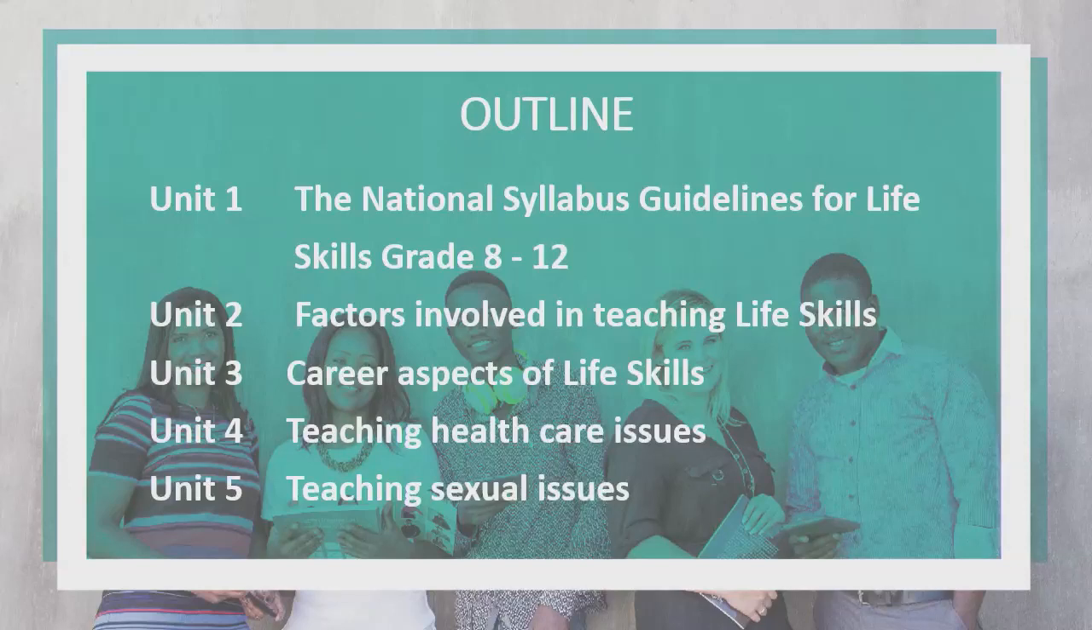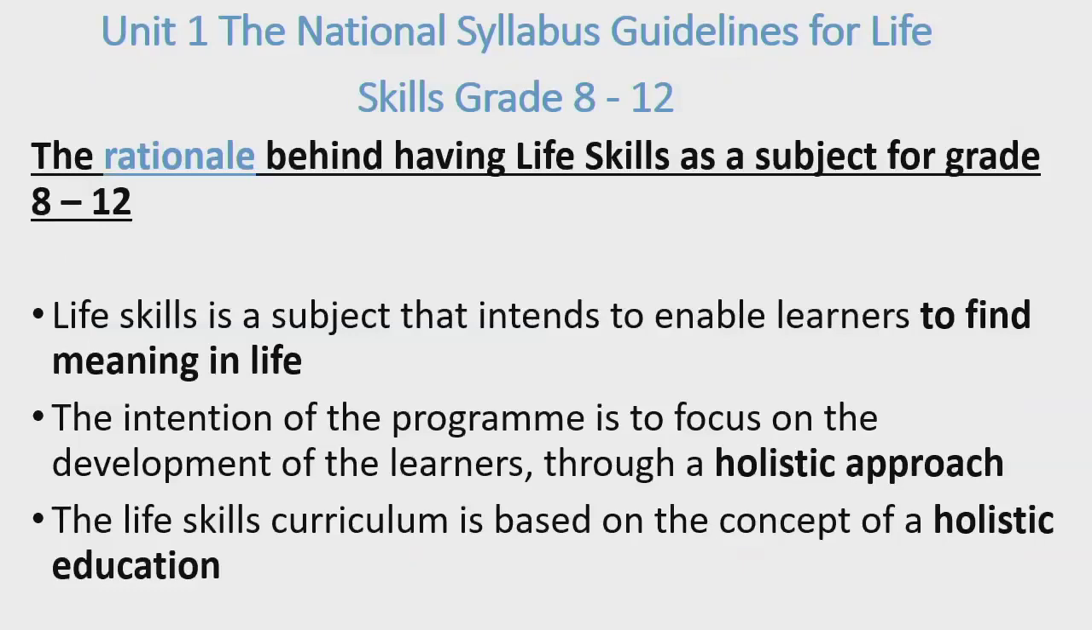So when we look at the outline of the study guide, we see that there are 5 units. Unit 1 being the National Syllabus Guidelines for Life Skills, grade 8 to 12. Unit 2, the factors involved in teaching life skills. Unit 3, career aspects of life skills. Unit 4, teaching healthcare issues. And unit 5, teaching sexual issues.